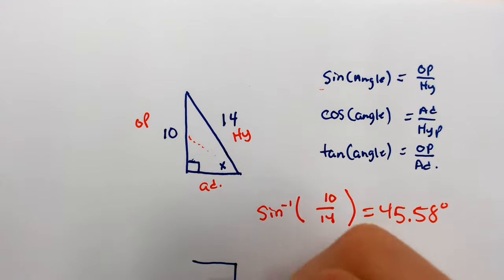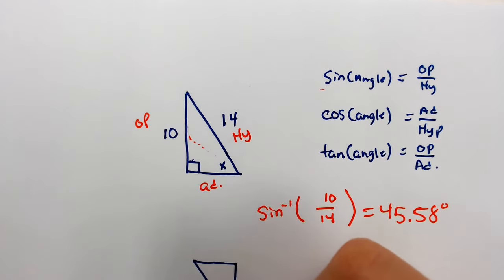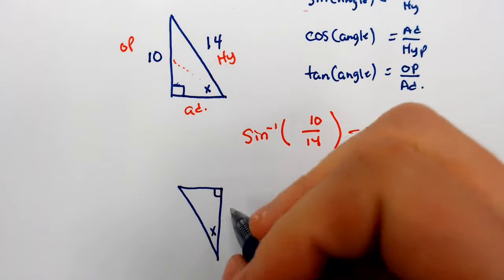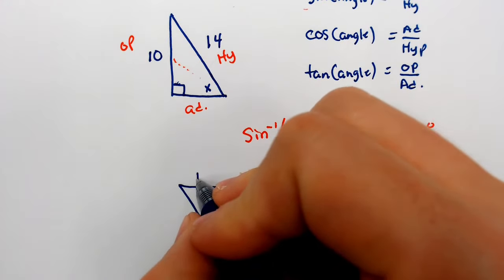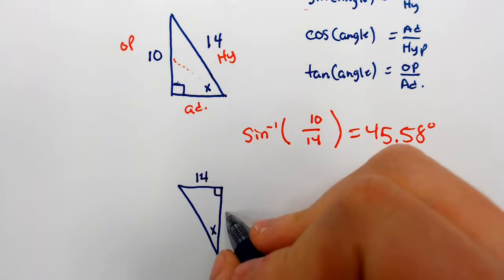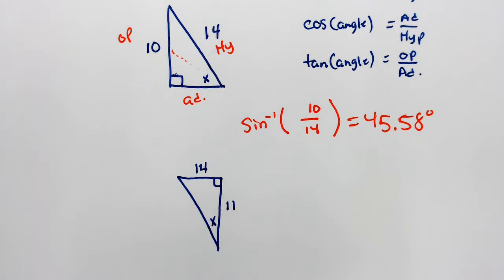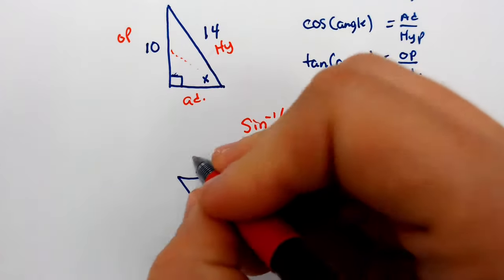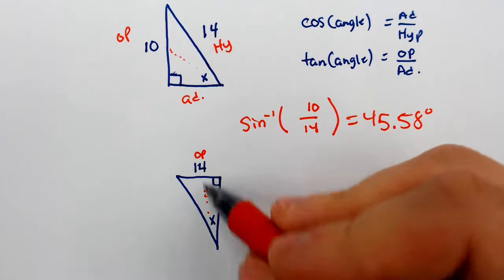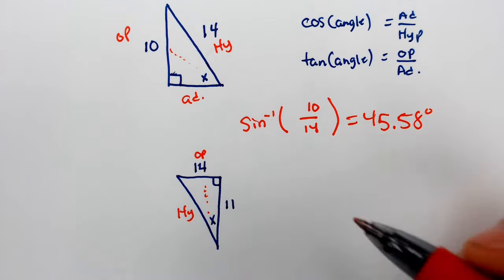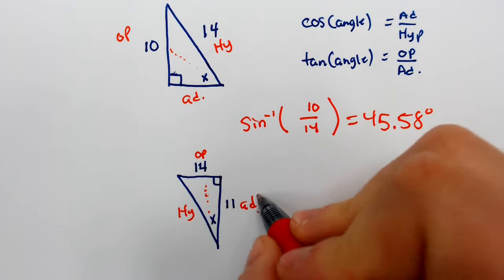So let's say we have this triangle here with the x there. And that's our 90. Let's say this is 14, and that's 11. So we're still going to label our opposite, adjacent, and hypotenuse. The 14 is across from that x, so that's going to be the opposite. The hypotenuse is this slanty side, which makes that 11 the adjacent.